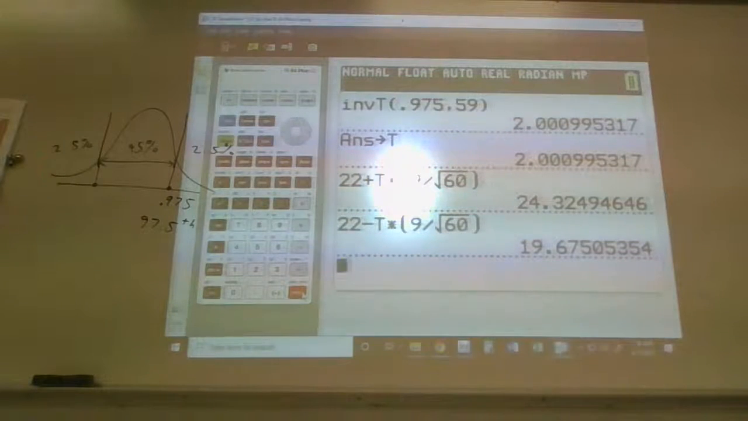But that's how that T star would be calculated. It would be calculated in a very similar way that we did the Z star, except you would have to also include degrees of freedom. Now remember that number, that T star number, that 2.001 number.